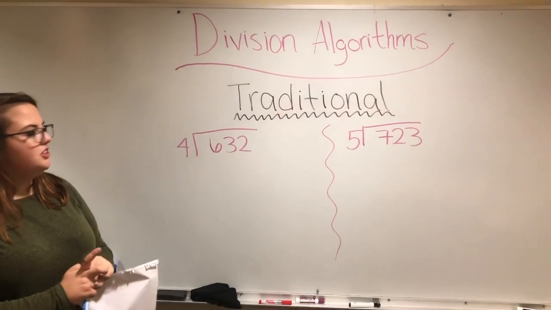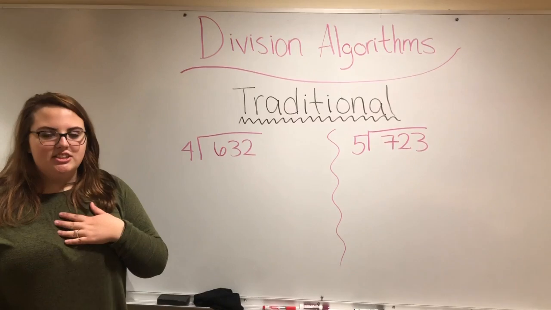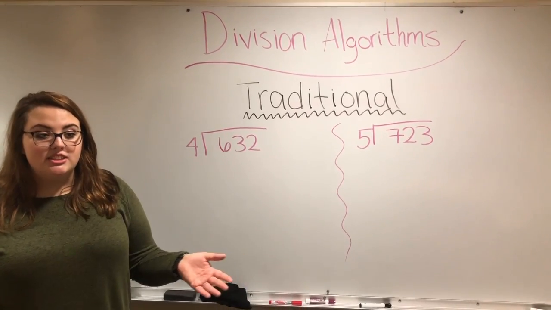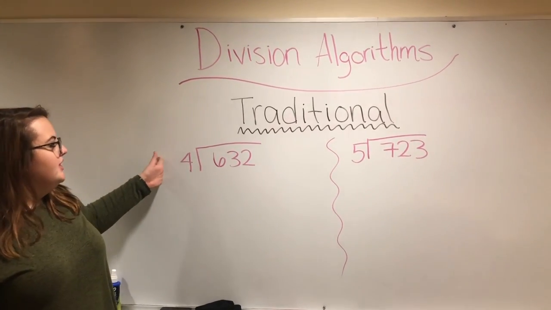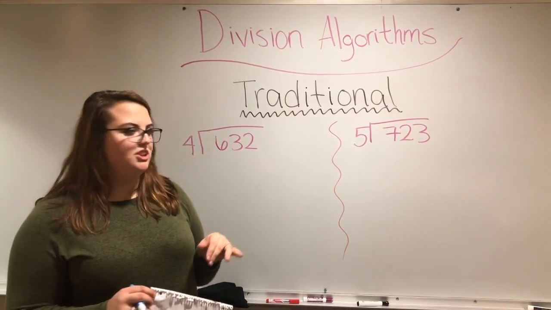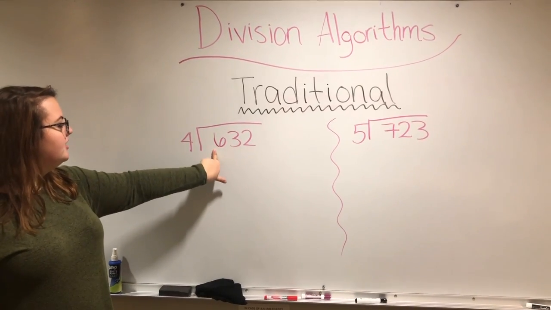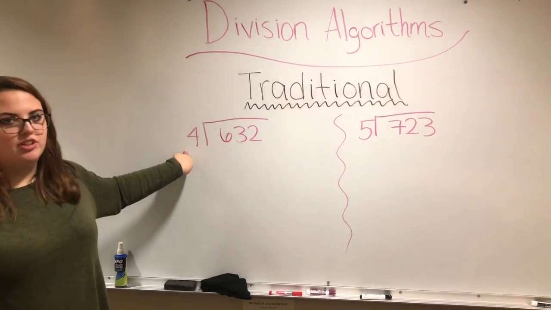So we're going to start with the traditional algorithm. Now the traditional algorithm is what I used to learn in school, what your parents used to learn in school, but we'll get to talking about why we kind of want to use some new algorithms when we're doing division. So the first problem we have is 632 divided by 4.